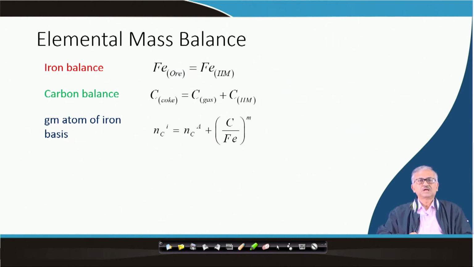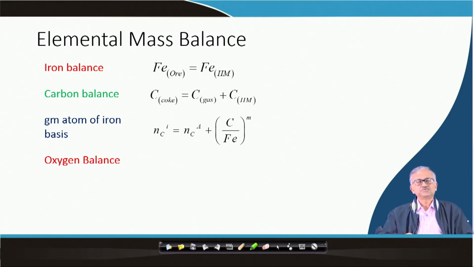If we see it on a per gram atom of iron basis, then we can write it like this, where NCI is the total moles of carbon input per gram atom of iron produced. Similarly, NCA represents the gram atom of carbon that joins the blast furnace gas, and the A stands for active carbon. So, that is the gram atom of carbon that joins the blast furnace gas per gram atom of iron produced. And C by FEM is the gram atom of carbon that joins the hot metal per gram atom of iron produced.